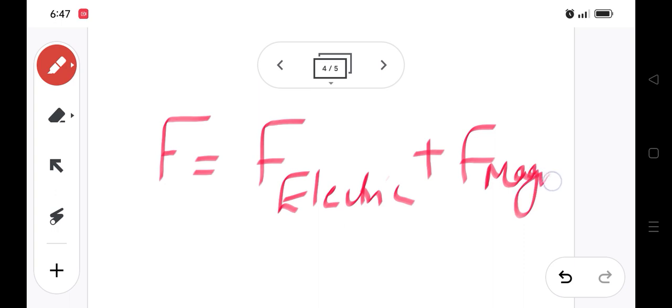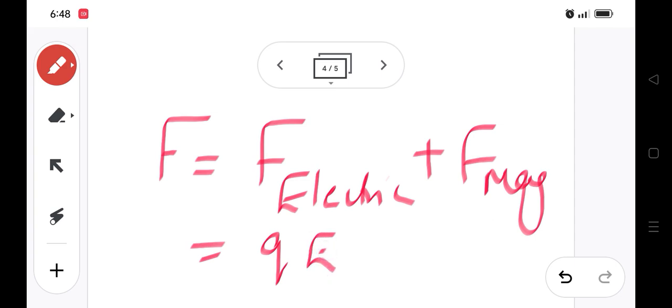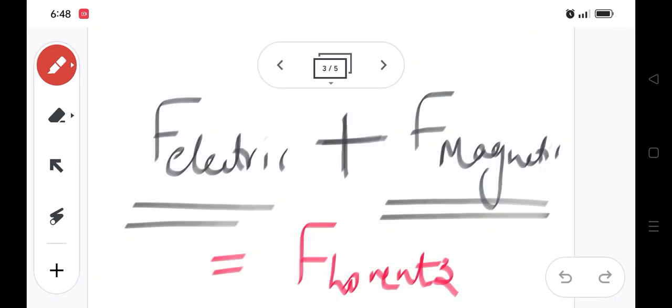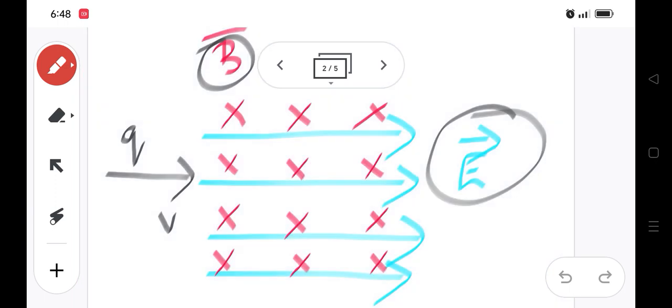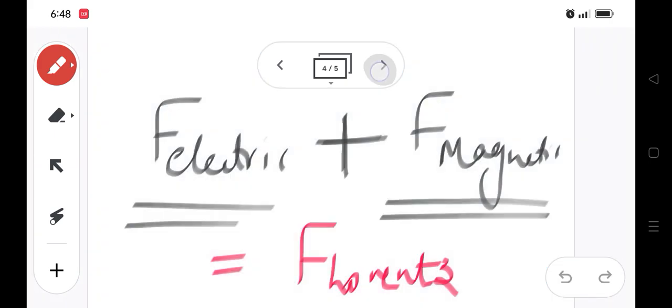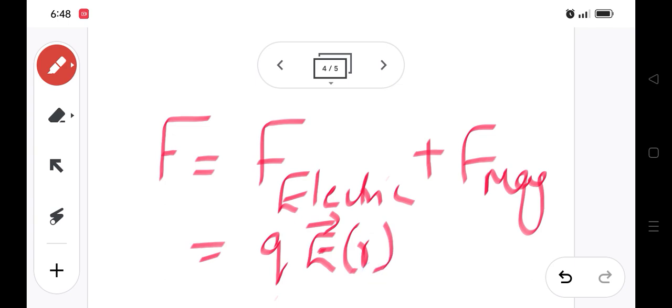So what's the force experienced by a charge q in an electric field? That is F electric, equal to q into E, where q is the charge, a scalar quantity, and E is the vector quantity. Suppose this charge is at a location r. Then we can write E as a function of r: q into E of r.